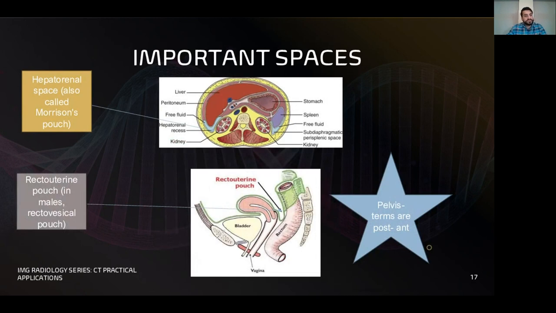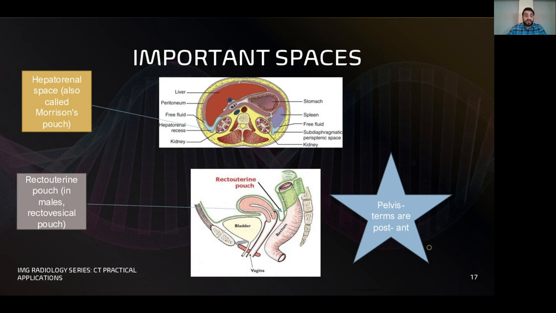So just a couple of bits of information about important spaces, as we talked about. We have a space by the name of Morrison's pouch. It's also called the hepatorenal space. And that's important. You can actually see this on what's called a FAST scan, which is an ultrasound scan, essentially. It's a focused assessment on that particular area, and what you're looking for is free fluid. If there is free fluid, then that's dangerous for the patient. That could mean blood, essentially, in that cavity. And as I said, it's between the liver and the kidney.